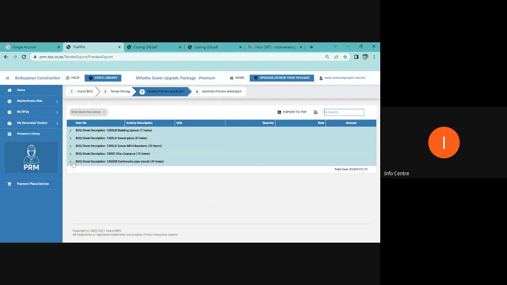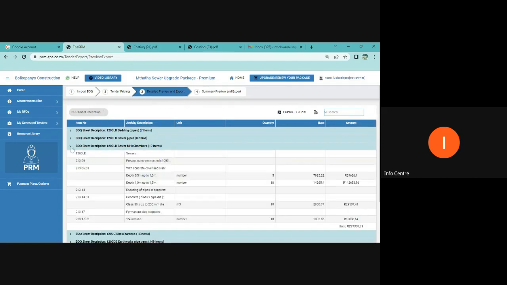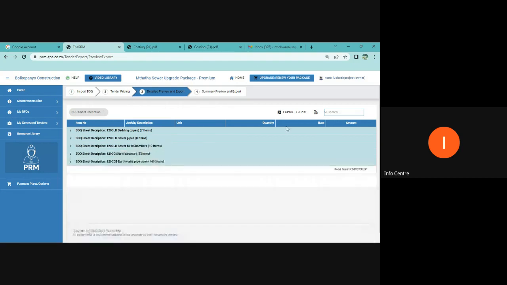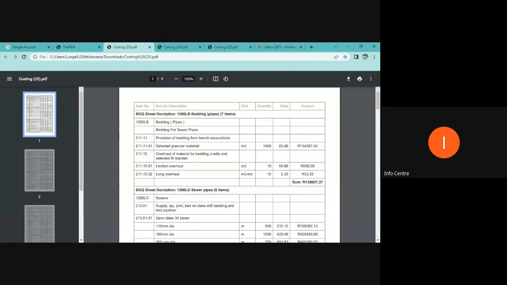Then from there, I can now export my BOQ to PDF, and I'm ready to price. So in less than 10 minutes, I have priced my sewer, and I'm ready to just do a summation, add my VAT, add my CPA, add my contingencies, if it's applicable. Then I give my final offer to the client, just like that.